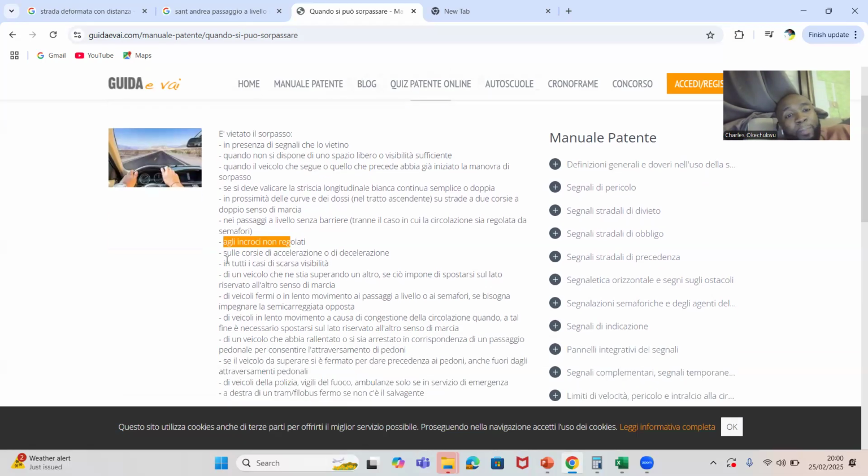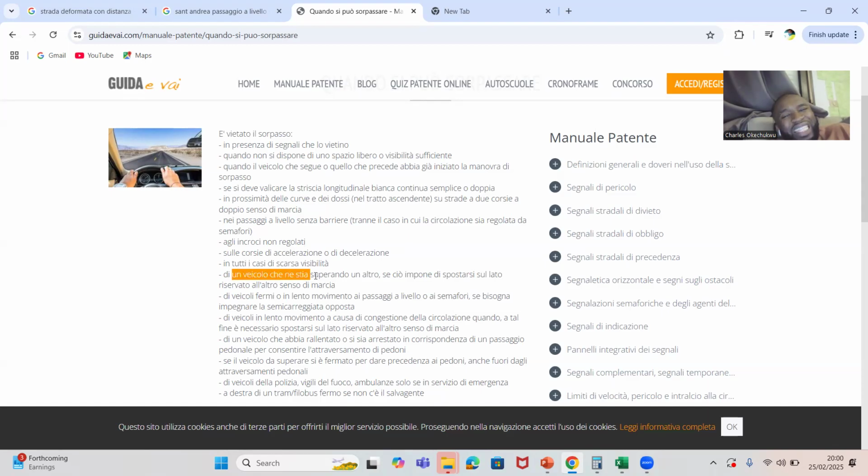Let's continue. You cannot overtake sulle corsie di accelerazione or decelerazione. We don't talk about before. You know if you overtake where they get deceleration lane or acceleration lane. Remember? All right. You cannot overtake in tutti i casi di scarsa visibilità. Whenever you have scarce visibility, you can't see very well. Don't overtake. Your vision is not permitting you to see the road very well. Don't overtake.